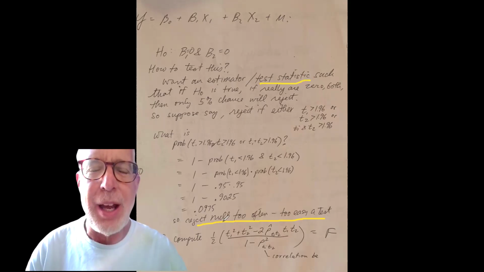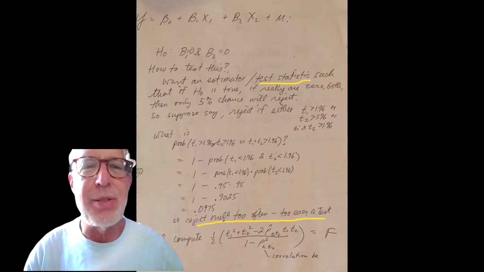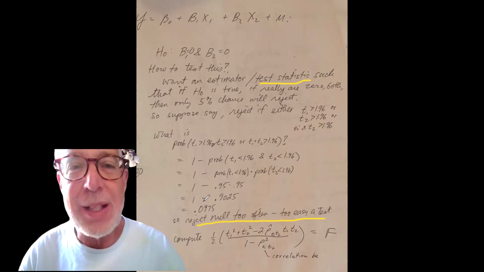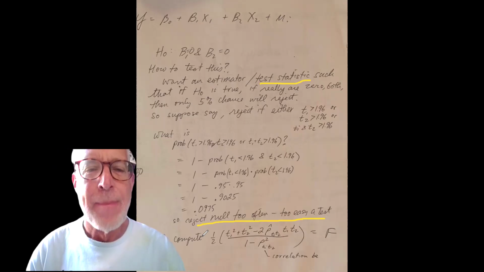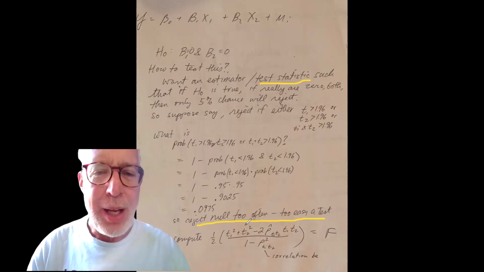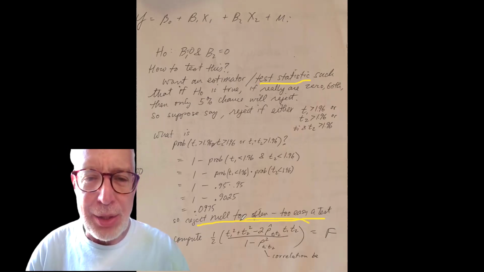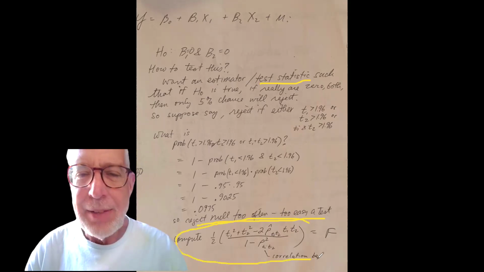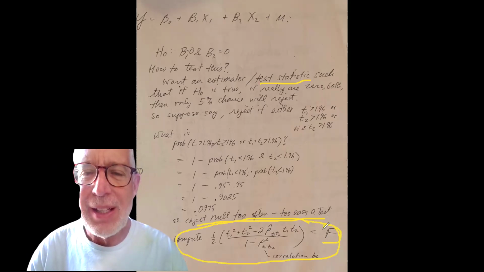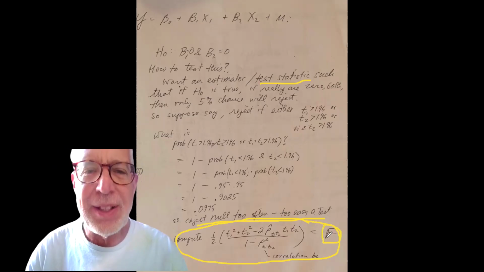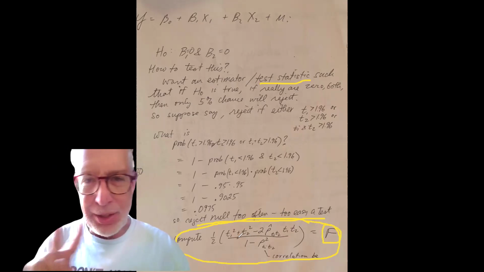We'd reject the null hypothesis that they're both equal to 0 too often. So we need a different test for this joint hypothesis test. We have 2 different tests we can do. If we just have 2 coefficients, this is one test we can do: we can calculate something that we'll call an F statistic.